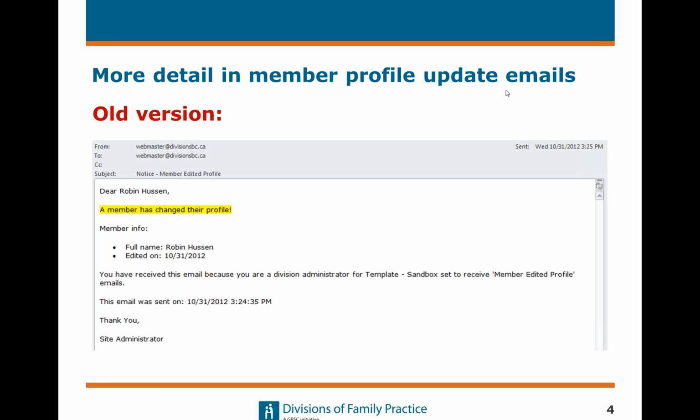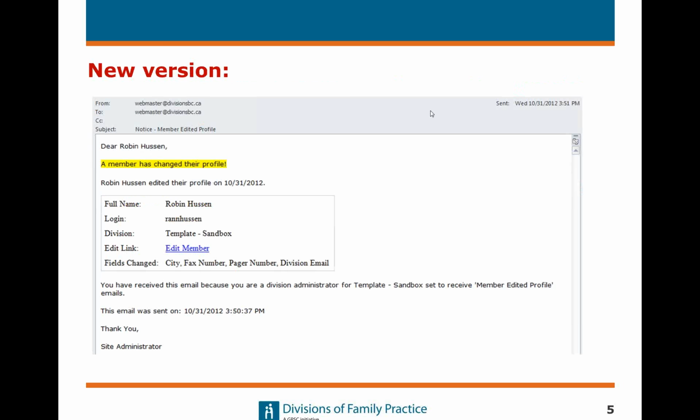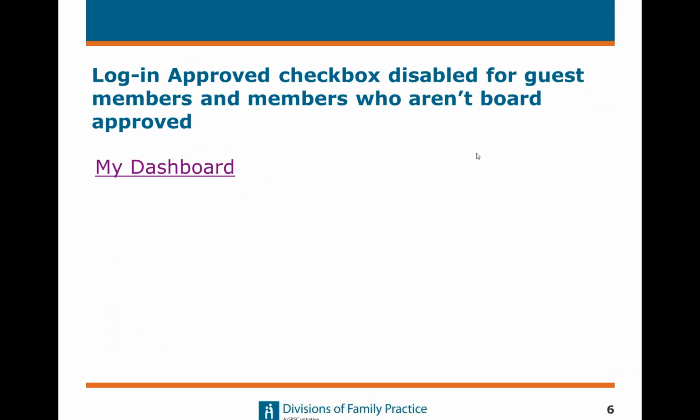So in the new version of the update email, you'll see that we've actually included information on which fields were changed. So in this example, I actually went on and I changed my profile on the DivIT system, and I changed the city, the fax number, the pager number, and the division email. And so you'll see on here that there's information that tells you which of these fields was changed. So we'll go on to the next slide here.